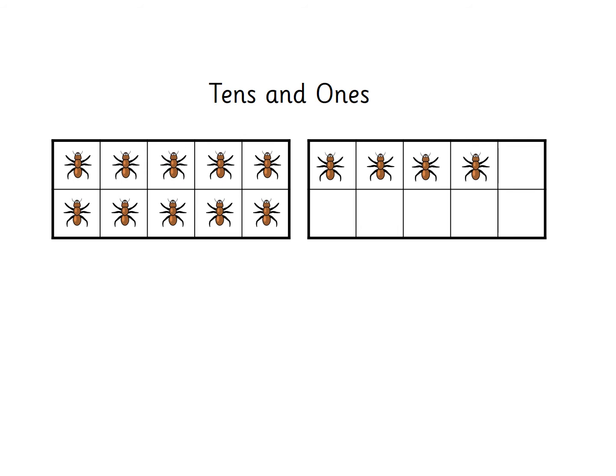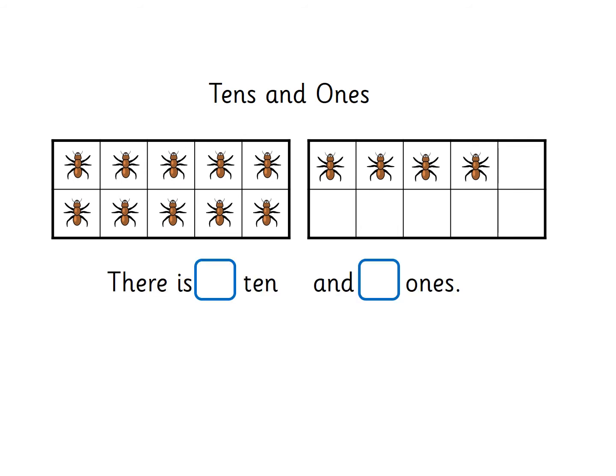Right, so again, we're looking at the ants and they're in tens frames again to help us. So how many tens frames are full? How many tens have we got? How many lots of 10?